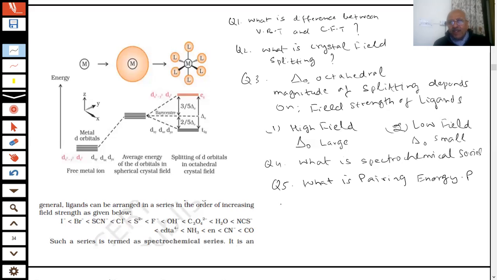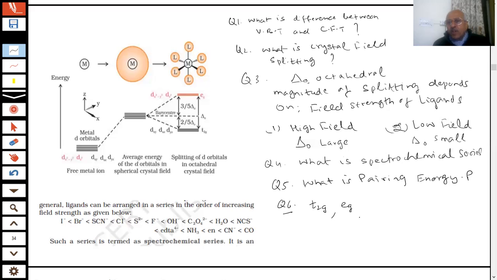So, if you can answer that question, students, now we are coming to that. The splitting takes place in two sets of orbitals. In octahedral complexes, t2g has a lower energy and eg has a higher energy. Correct? You have two sets of orbitals, triplet and doublet.